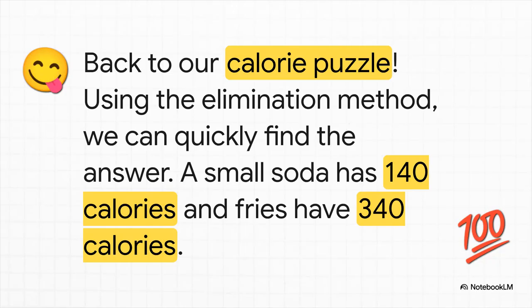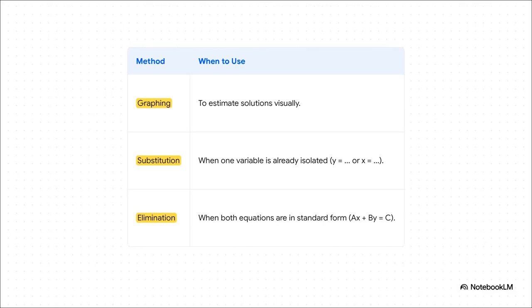So let's circle back to our lunch puzzle from the beginning. If we set it up as a system and use the elimination method, we get our answer pretty quick. 1 small soda is 140 calories, and a single order of medium fries is 340 calories. Boom, puzzle solved.